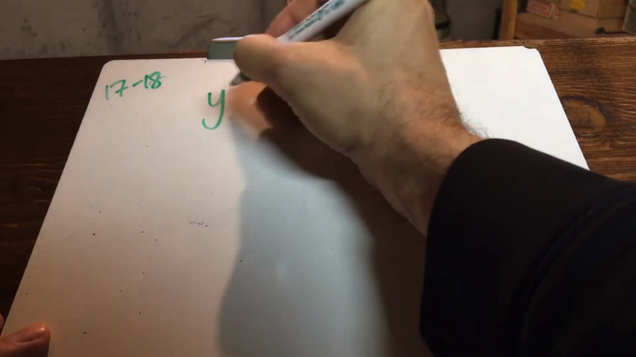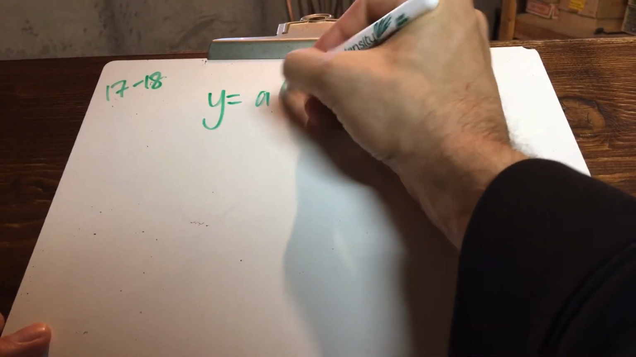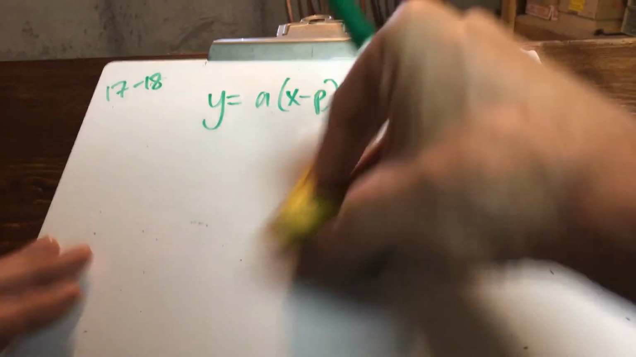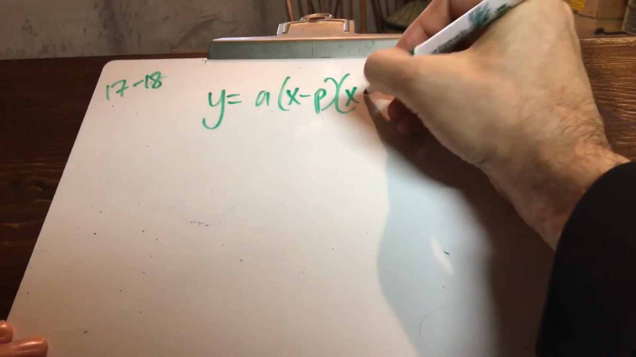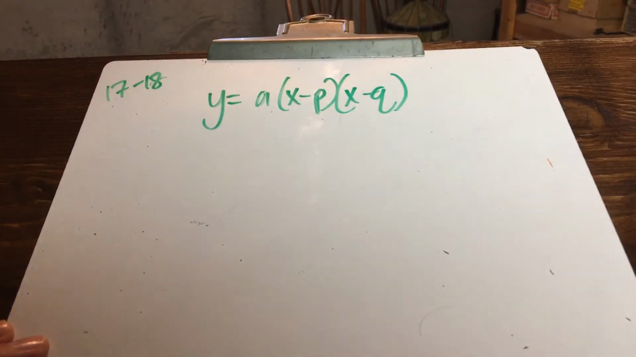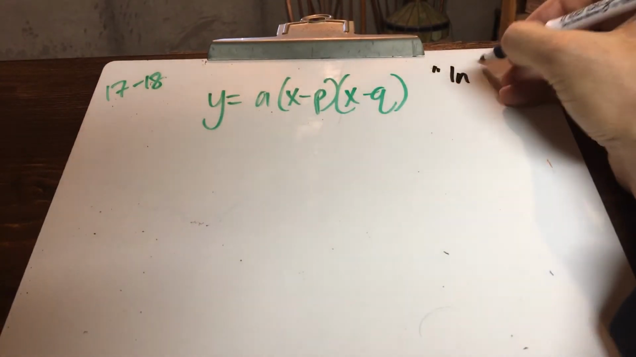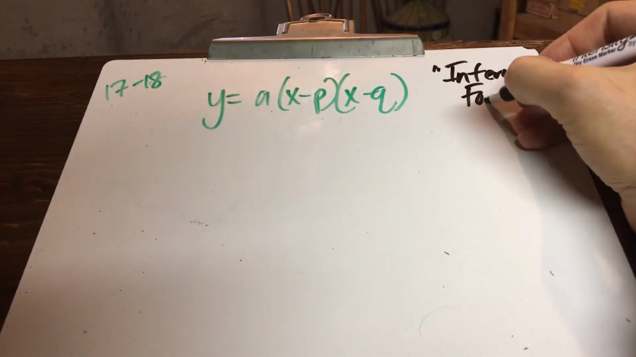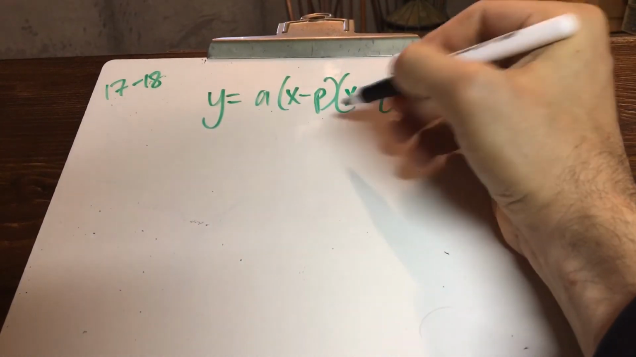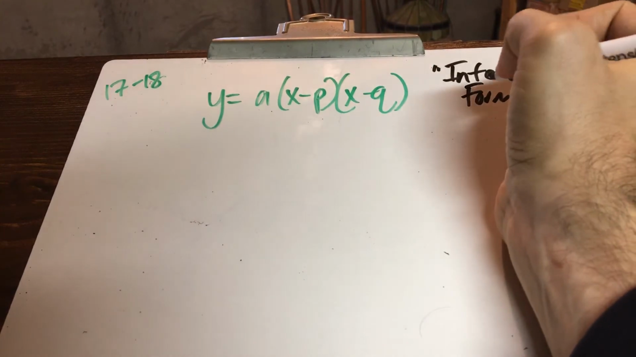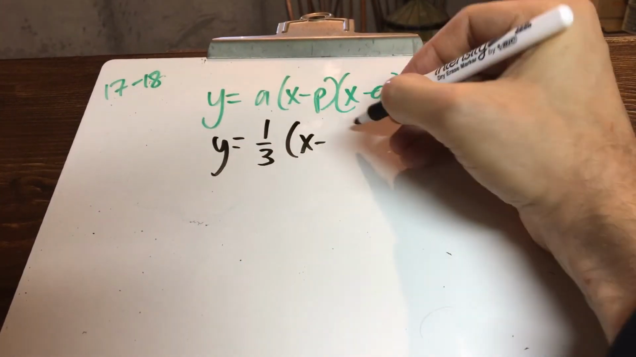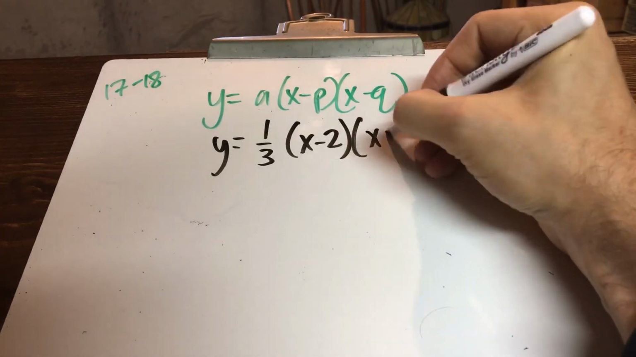These are going to be in the other format. These are going to be in the intercept form instead of the vertex form. All right, this is called intercept form. So this one's going to look a little bit different. Intercept form is where you don't have something squared, you just have 2 parentheses, right? And so this one might look something like this.